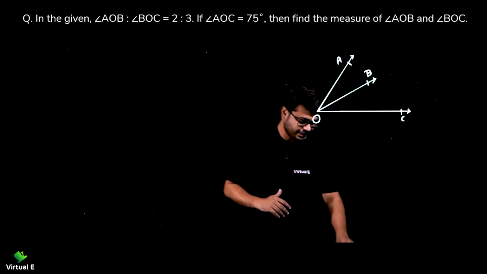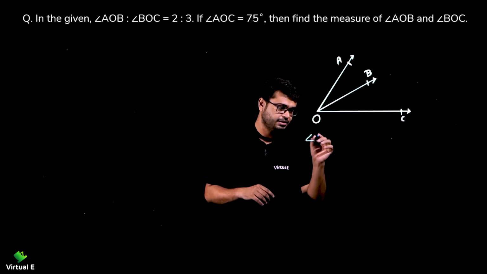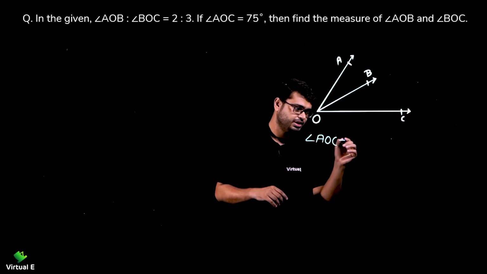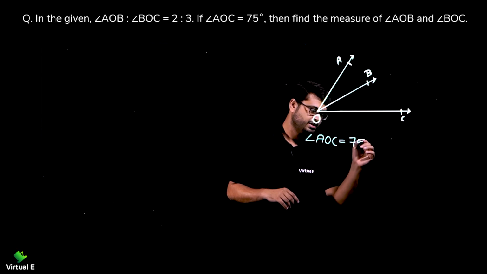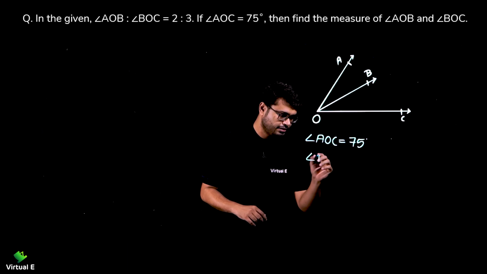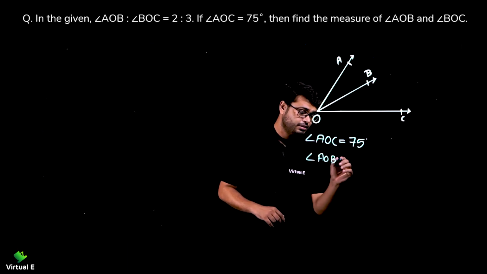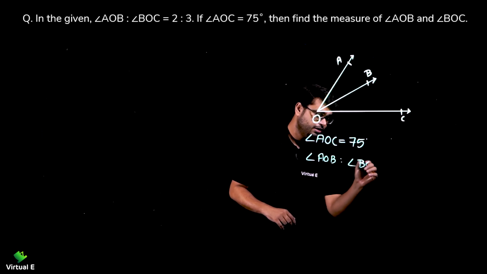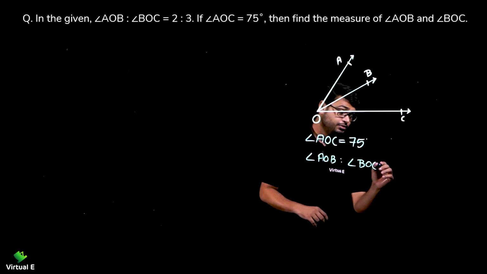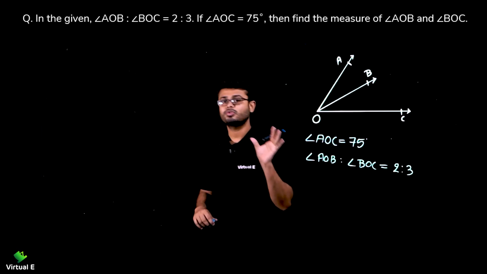So first of all, let's write the information that we have. Angle AOC is equal to 75 degrees. And one more thing is given. Let's write here angle AOB is to angle BOC is equal to 2:3. Now in this case, what do we take?